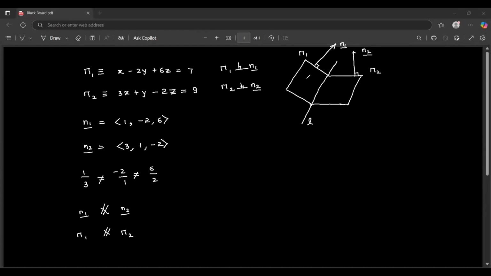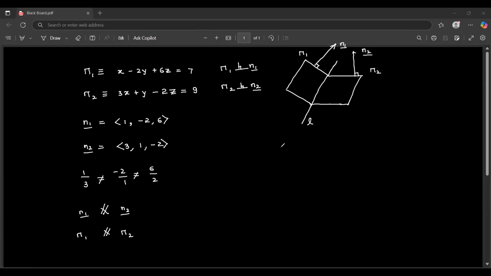When I was teaching this yesterday, I said that they will normally give you a point on the line. But actually, they don't have to give you a point on the line. You can actually find a point on the line, I mean on the planes π1 and π2. So how can you do that?